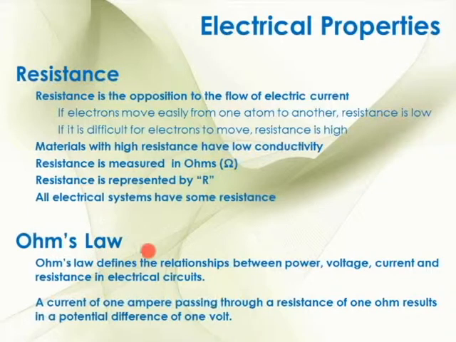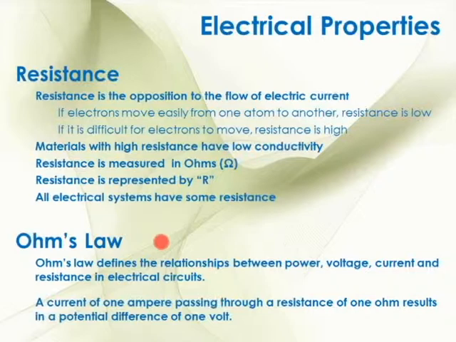So Ohm's law defines the relationships between power, which is watts, voltage, which is volts, current, which is amps, and resistance, which is ohms in electrical circuits. So Ohm sat down in his basement and fiddled around with electricity long enough to understand the relationship that these things had with each other: power, voltage, current, and resistance.